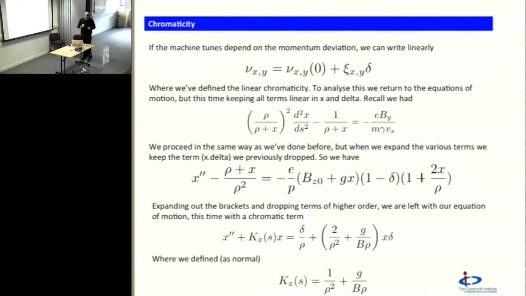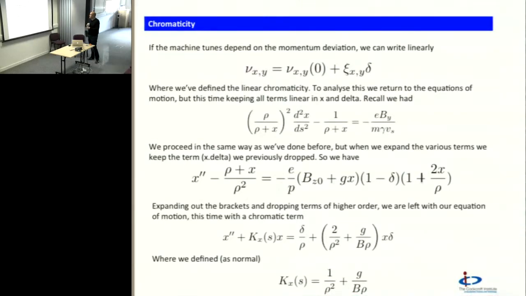But it's a bit of a misnomer, because chromaticity arises from the coupling of the horizontal and longitudinal planes. In Hill's equations, it's terms of x times delta. They're non-linear because it's not first order in x or first order in delta. So chromaticity is always non-linear if you look at the equation of motion. When people say linear chromaticity, they mean linear in delta in an expansion of the tune. So there's a subtlety there to be careful of. But chromaticity is inherently a non-linear phenomenon.